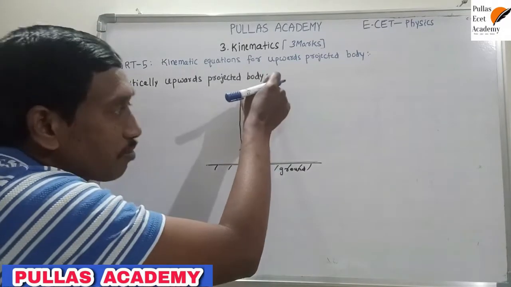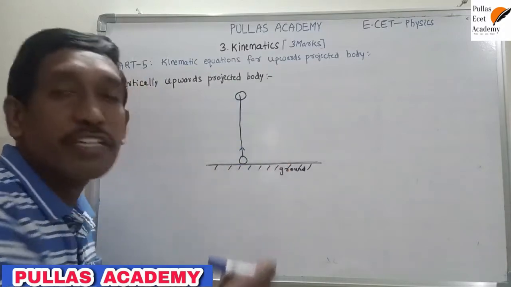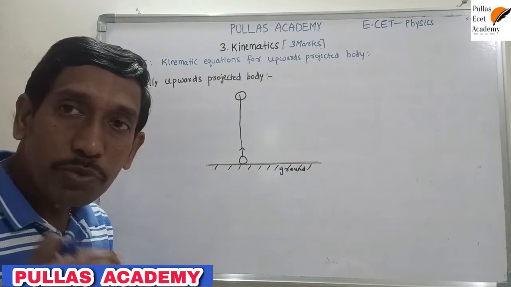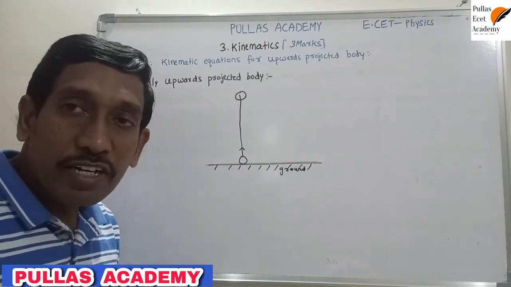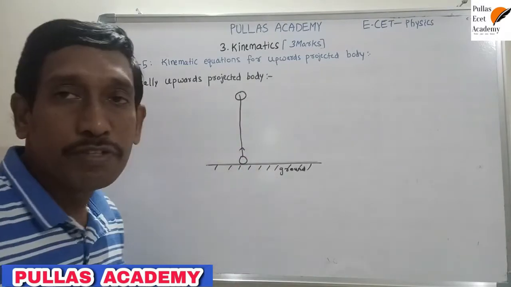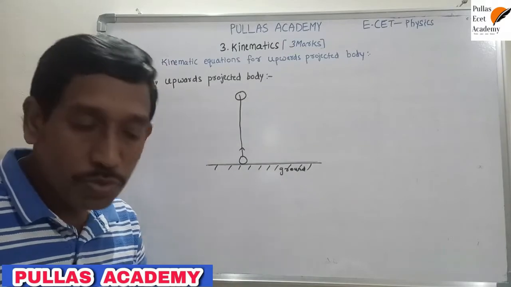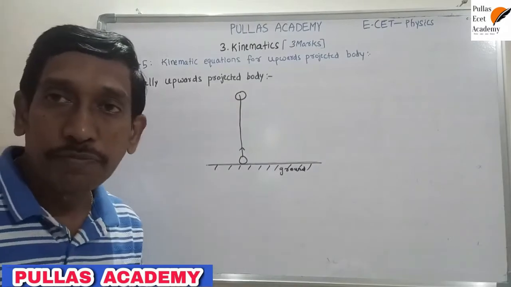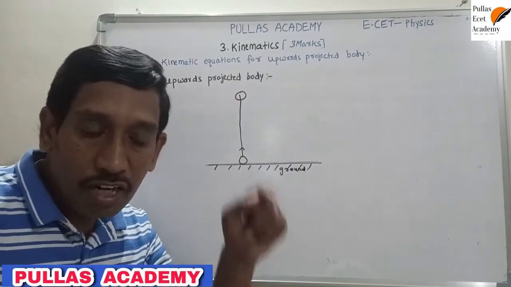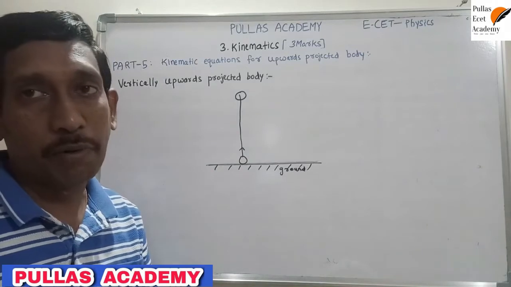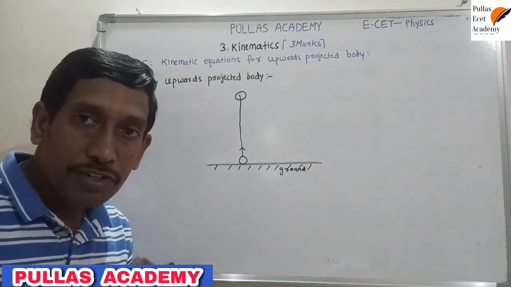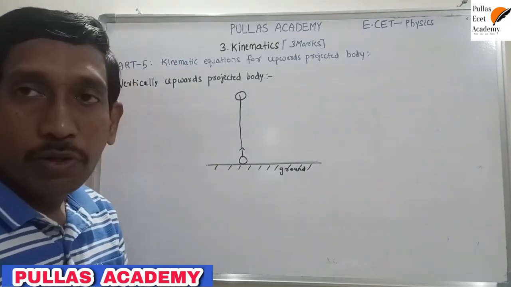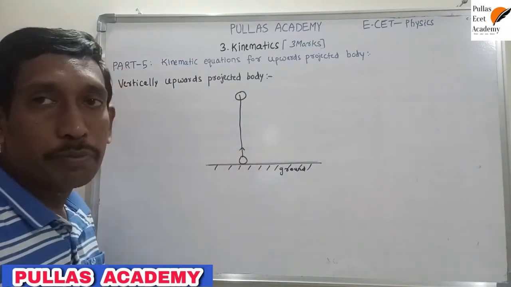A freely falling body also moves along a vertical straight line, but it moves downwards, whereas this one moves upwards. If any object moves along a vertical straight line upwards, that is a vertically upwards projected body. If it moves along a vertical straight line downwards, that is called a freely falling body. That is the difference between an upwards projected body and a freely falling body.